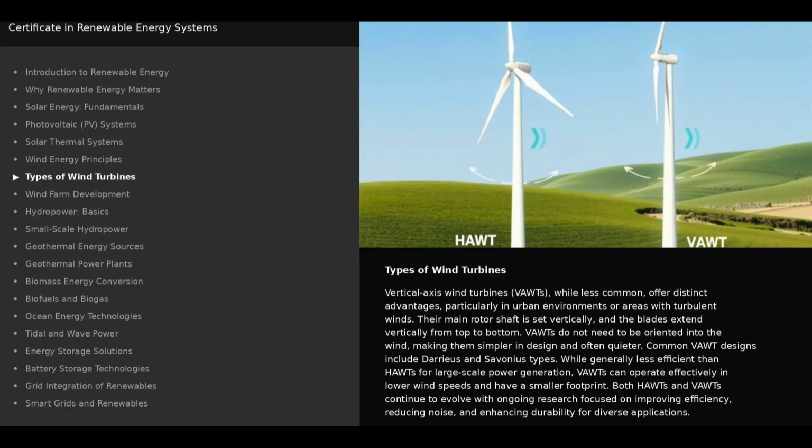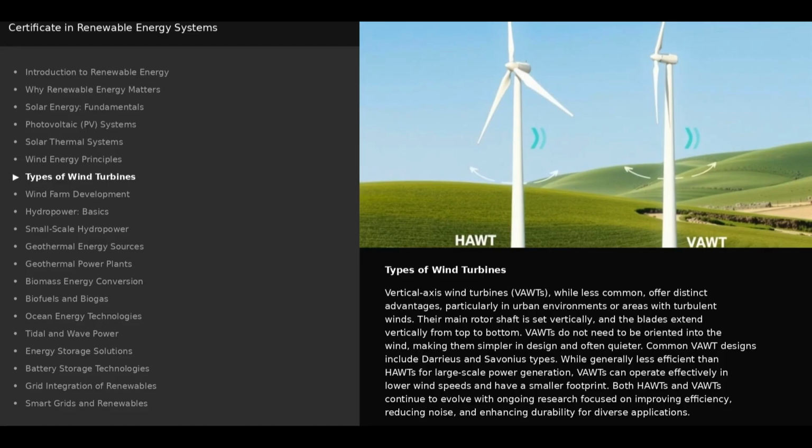Vertical axis wind turbines (VAWTs), while less common, offer distinct advantages, particularly in urban environments or areas with turbulent winds. Their main rotor shaft is set vertically, and the blades extend vertically from top to bottom. VAWTs do not need to be oriented into the wind, making them simpler in design and often quieter. Common VAWT designs include Darrieus and Savonius types.